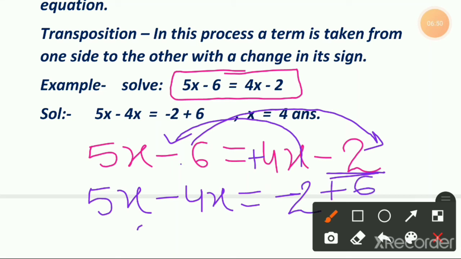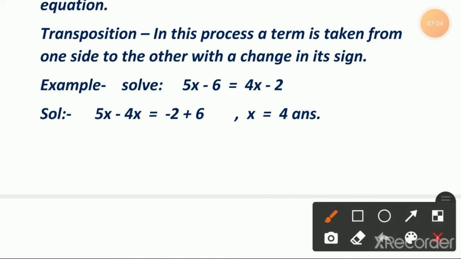Now 5 minus 4 is 1x. You know how to subtract or add; we learned this in chapter number 6. 6 minus 2 is 4. So the value of x is 4. You can check your answer. This makes the statement true. We usually avoid checking, but for your confirmation you can check your answer. So I got the answer as x equals 4.